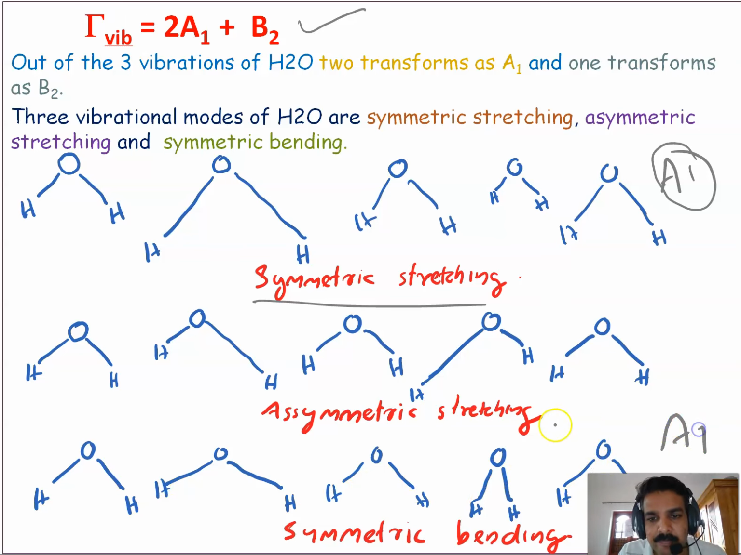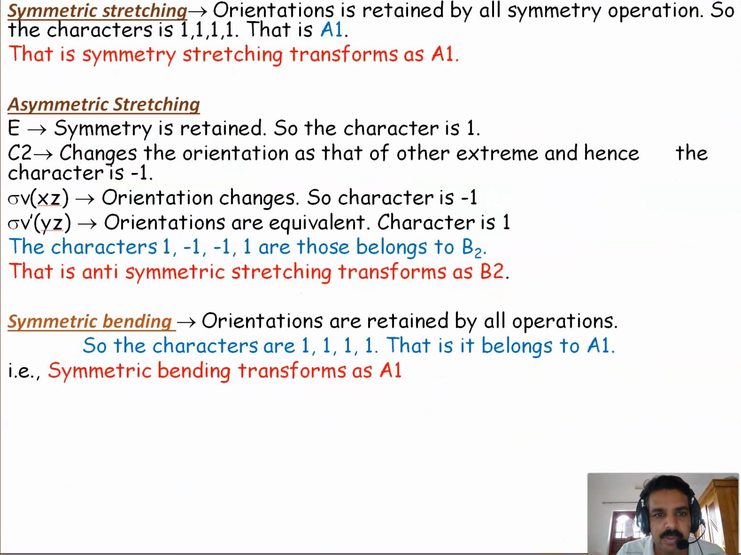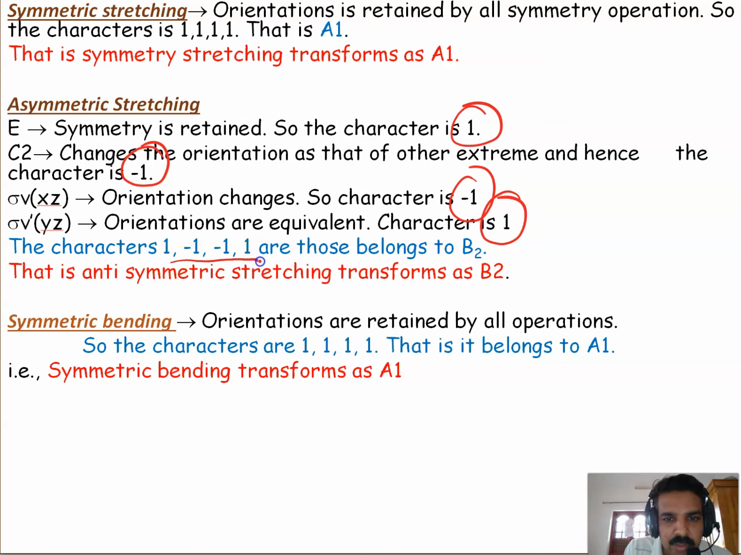This is also A1. And for the asymmetric stretching, as in the last video, the characters are E is 1, C2 is minus 1, sigma v is minus 1, sigma v dash is 1. That is 1, minus 1, minus 1, 1. That is the anti-symmetric stretching, which means it is a B2 mode. That is, the anti-symmetric stretching mode is B2. This was what we discussed in the last video.